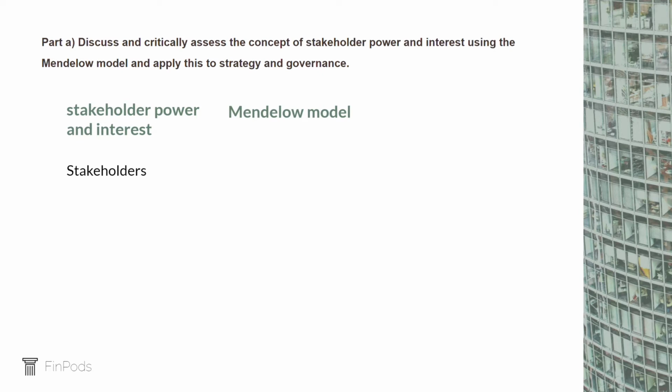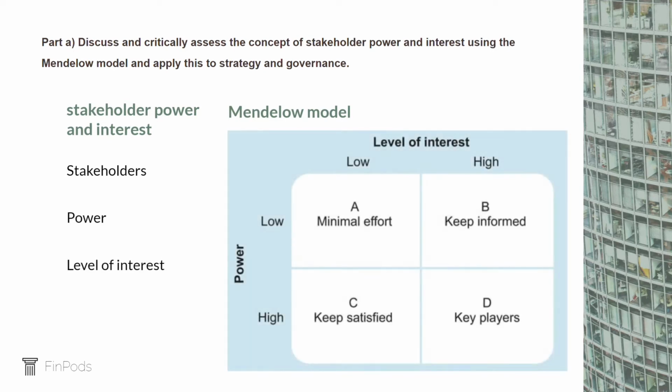Mendelow argued that the two main variables to evaluate a company's stakeholders was to look at their power in the company and their level of interest in the company. You will find Mendelow's matrix in the description of the lesson. The matrix shows a grid made up of 4 boxes, with the level of interest on the horizontal axis and the level of power on the vertical axis. Each one is split into 2 between low and high level.